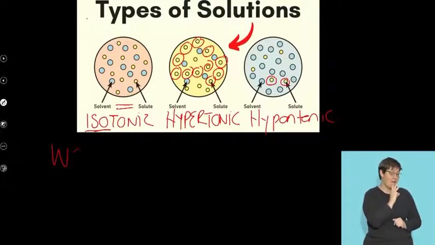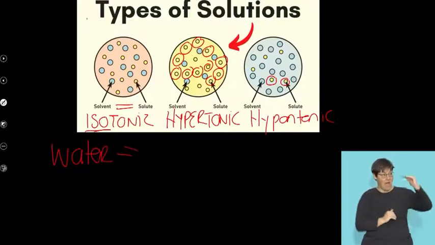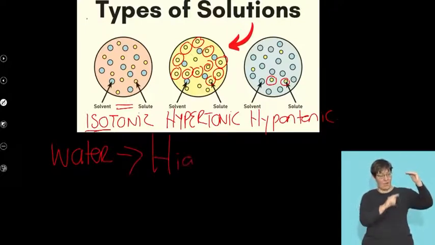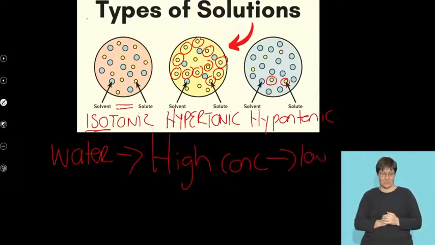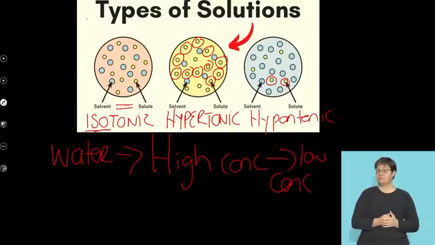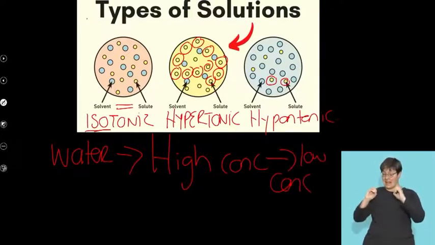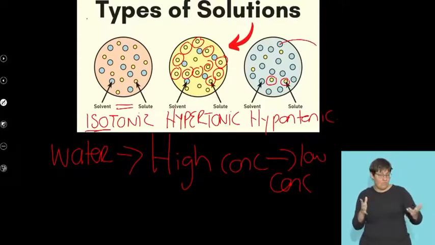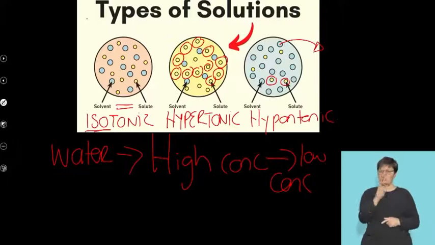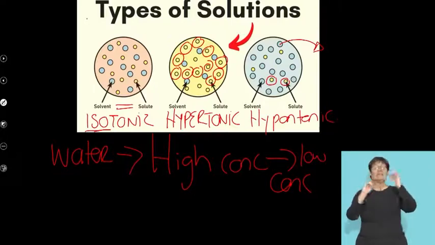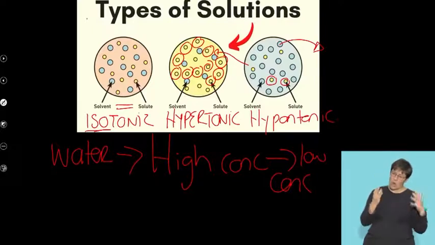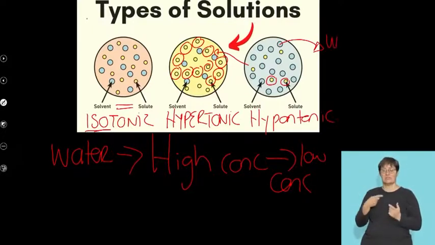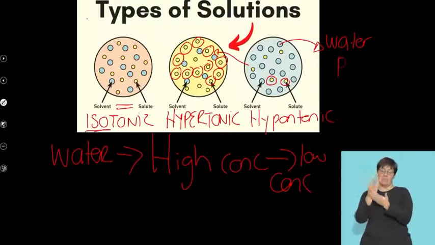Water will always move from where? High concentration to a low concentration. So if here, for example, if the cell has got a lot of water, where will the water move? Out of the cell. All right? Where will it move to? A cell where there is less water. So the word that we use here, a cell with lots and lots of water, has what we call a high water potential.